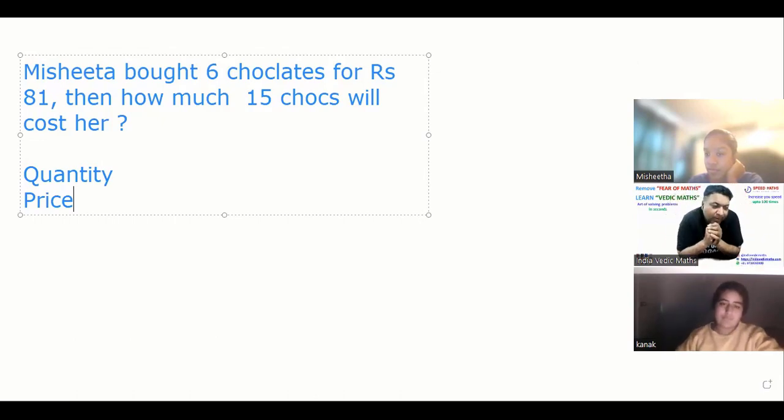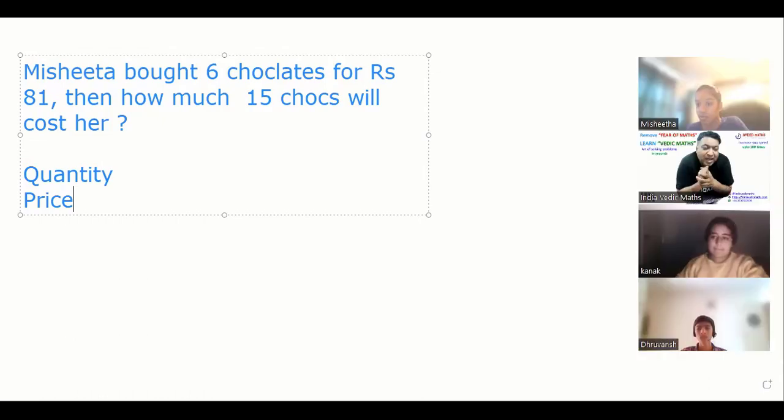I'll explain. Mishita, unmute. This is for everyone, guys. We have to decide whether it is direct proportion or indirect proportion. Mishita, if you buy more chocolate, do you have to put more money or less money? More. The more chocolate, the more money. It's directly proportional, right? As the number of chocolates increases, she has to spend more and more money. Now I'll give an example of inverse or indirect proportion.